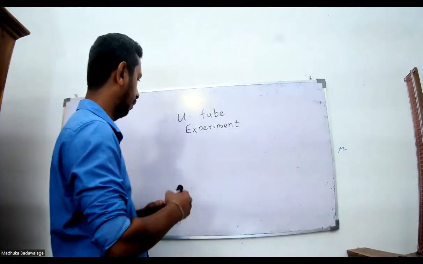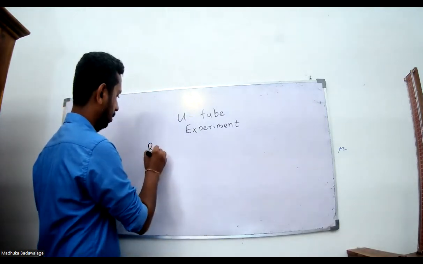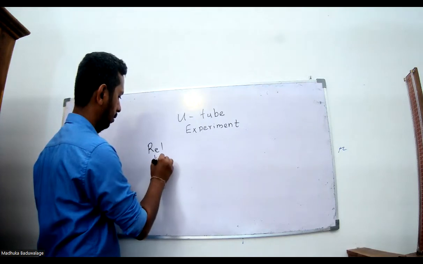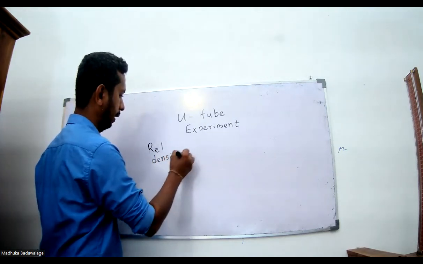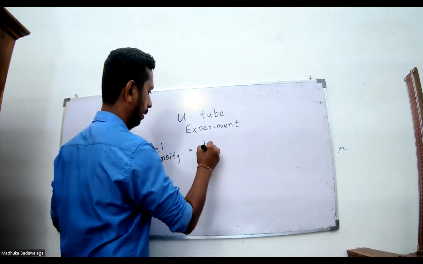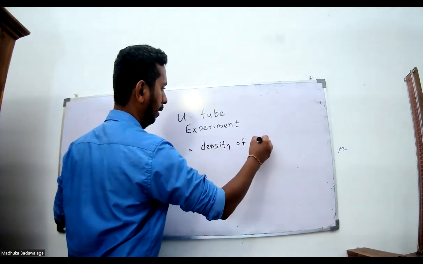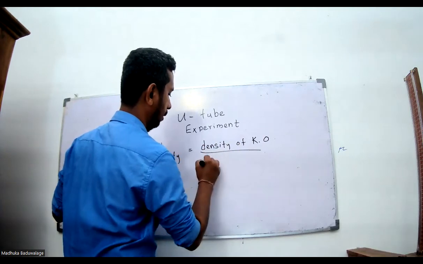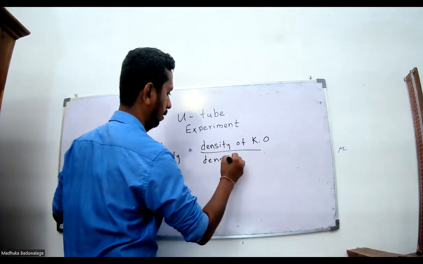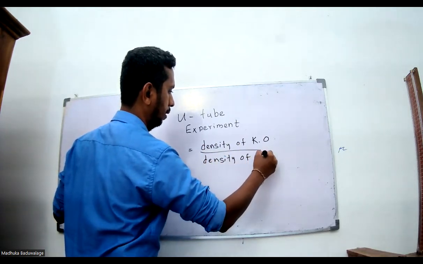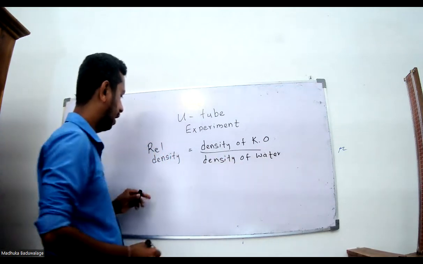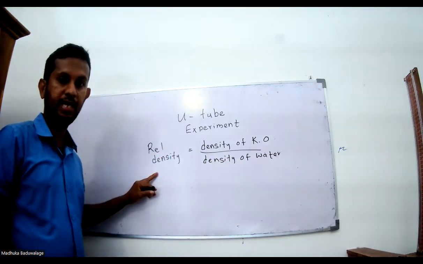So here we are going to find out the ratio of the density of kerosene oil to the density of water. This ratio we are going to define as the relative density of kerosene oil.